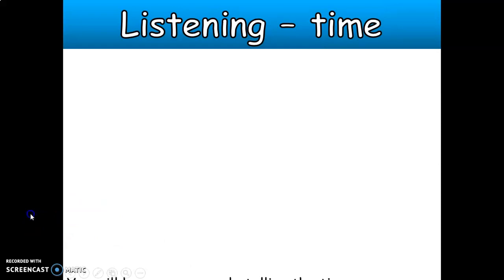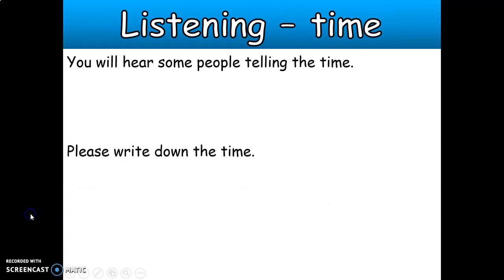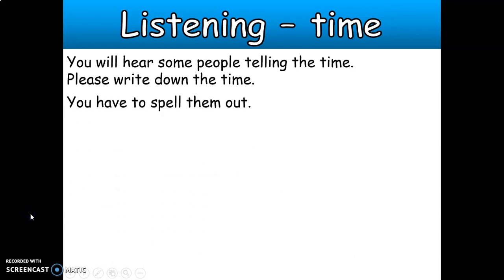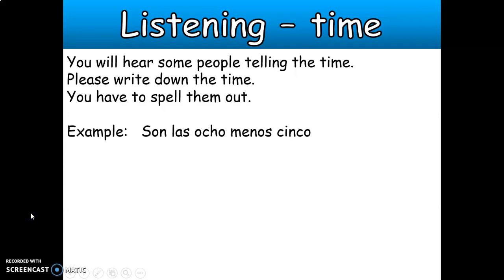For the time section, you'll hear somebody telling time. You please write down the time. You have to spell it out. You cannot just use the numbers. Here's an example. Son las ocho menos cinco, and then I'll be making this myself. Son las ocho menos cinco, and then you spell it out like that. Okay? And then it needs to look like that.